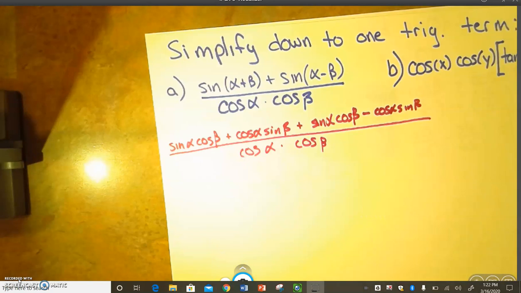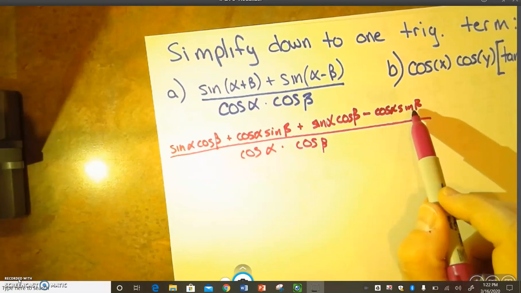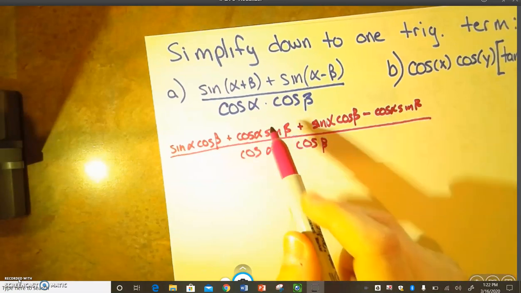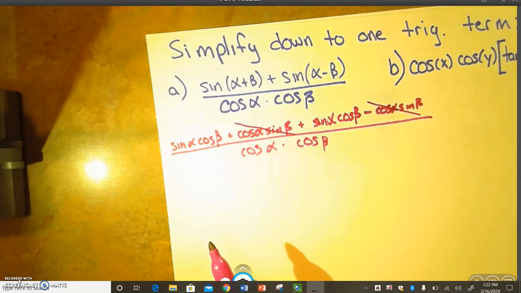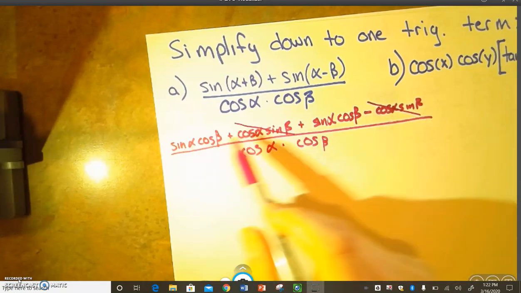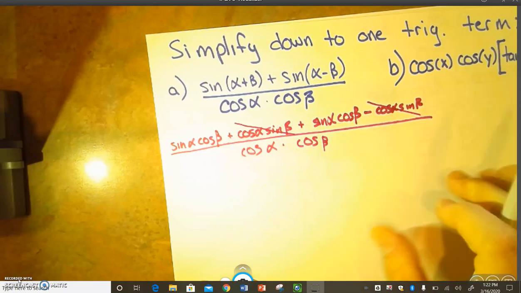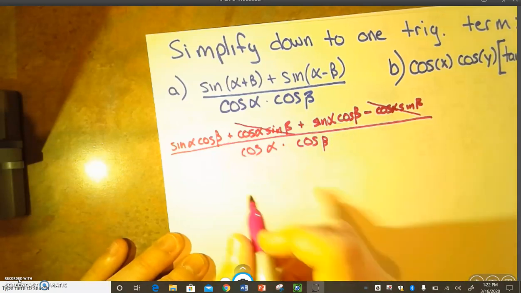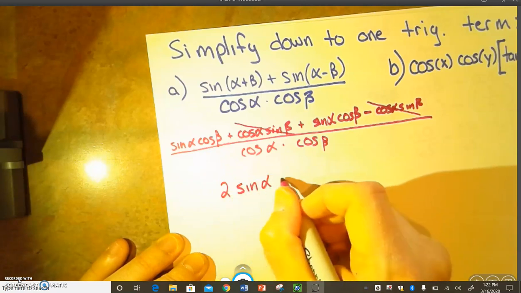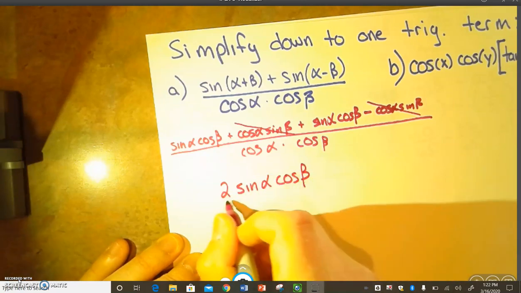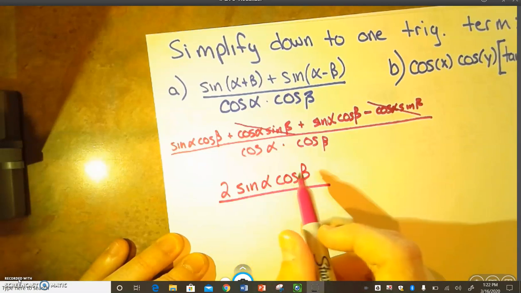Now, take a look at a couple terms. You're going to notice real quick, we have a cosine alpha sine beta, cosine alpha sine beta. One's positive, one's negative, so these two terms cancel. Sine alpha cosine beta, another sine alpha cosine beta. Those two things are like terms and they can combine to 2 sine alpha cosine beta.